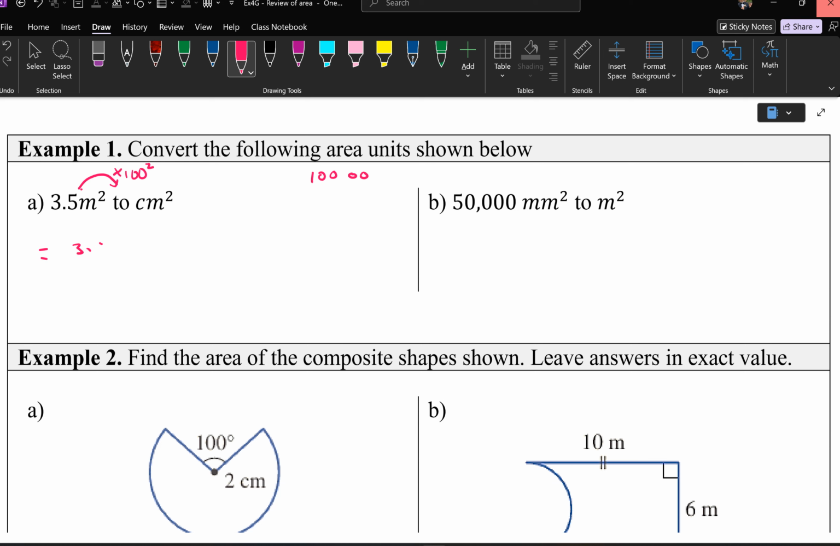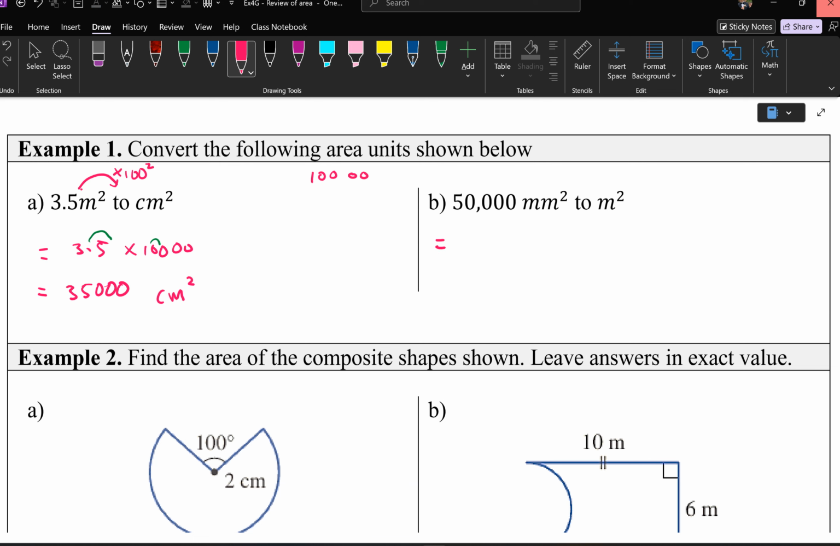So what is 3.5 times 10,000? What does that equal to? Can I please have, let's go with Olivia. What's 3.5 times 10,000? Very good, 35,000. And the way I do it is I just think 3.5 times by 10, so just 1 zero off, and that's 35. So you add on another 3 zeros. Okay, so that becomes 35,000 squared centimeters. Let's do the next one.